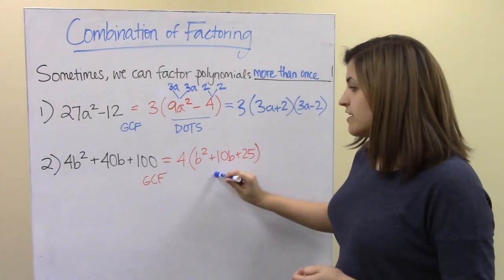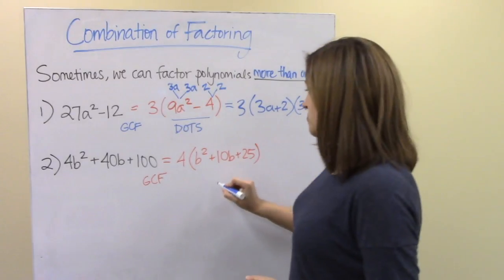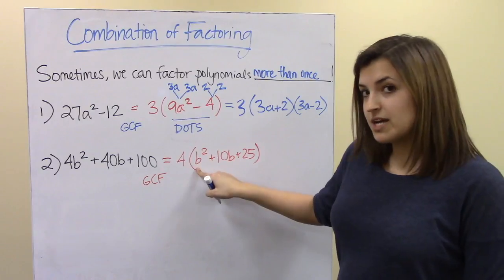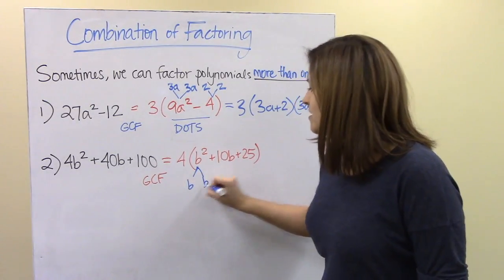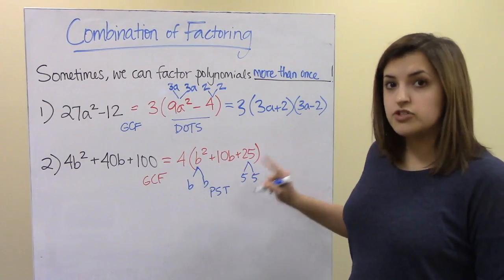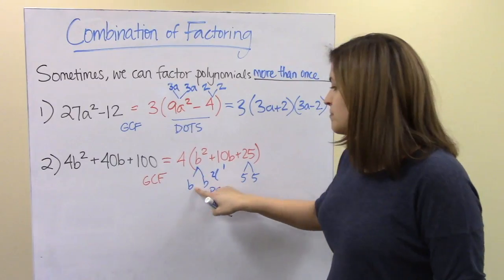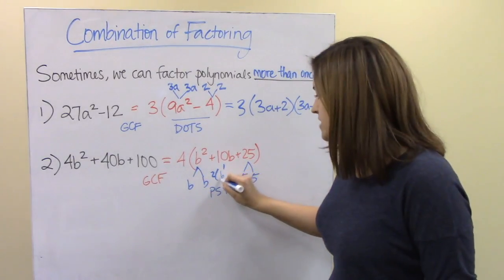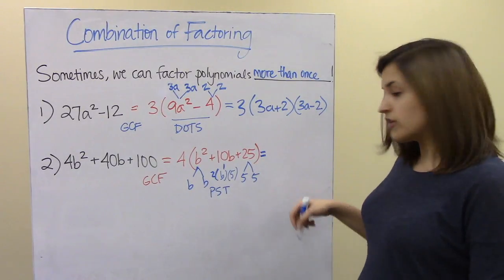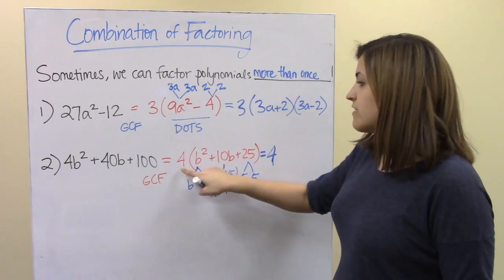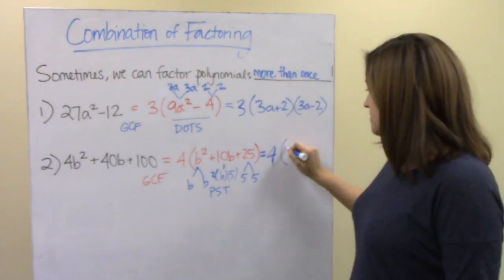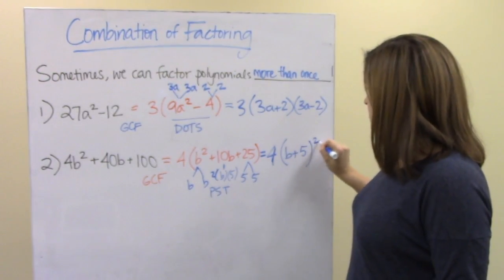And in fact, here we have a perfect square trinomial. So this is a PST. So what I see is that I have b times b here, and I have 25, which is 5 times 5. And this middle term should be 2 times b times 5. And it is. We have 10b. So this factors out further into 4. I can't forget that I factored it once. 4 times b plus 5 all squared. And that is how I fully factor it.